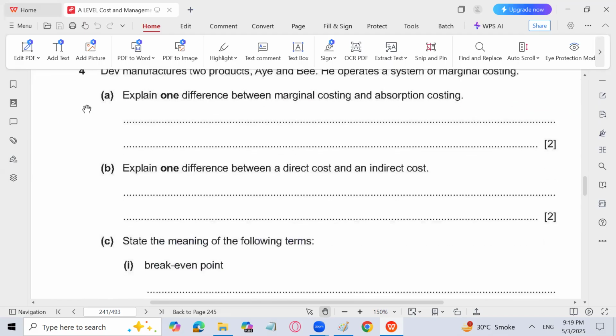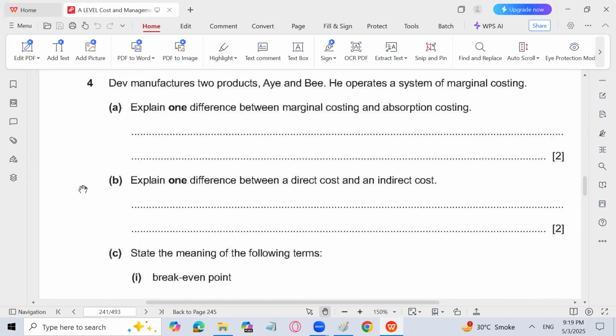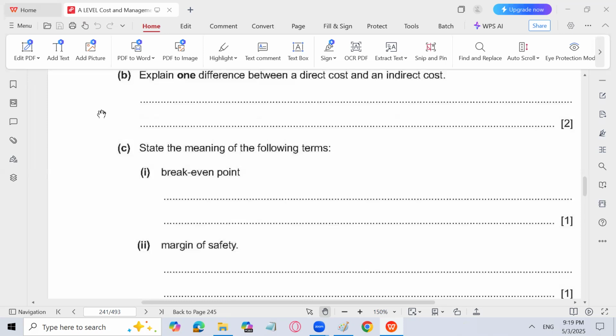Explain one difference between a direct cost and indirect cost. Direct cost is a cost which becomes an integral part of the product, or which can be directly attributable to or traceable from the product. Indirect cost is not directly attributable to the product, like rent, factory building, and all overhead cost is basically indirect cost.